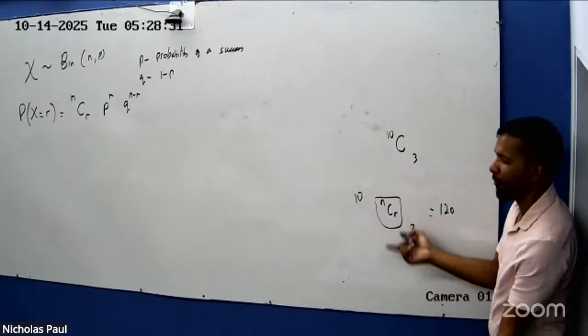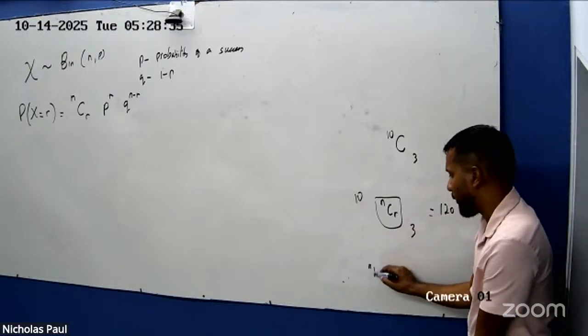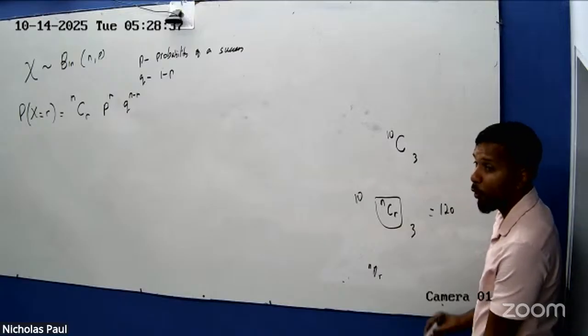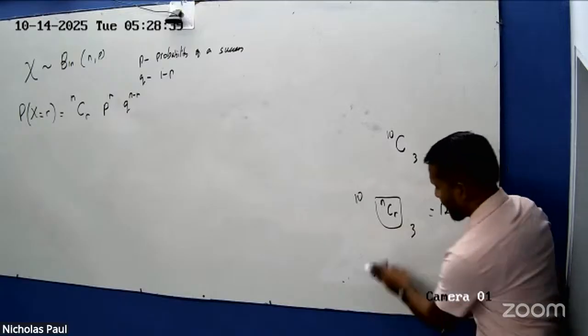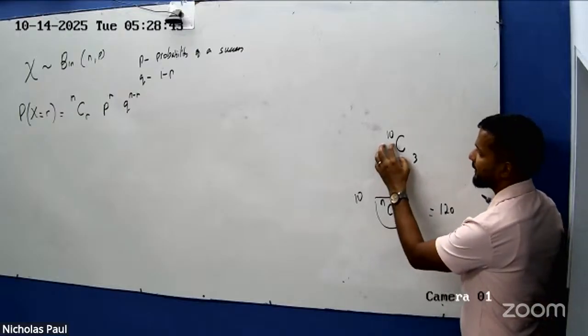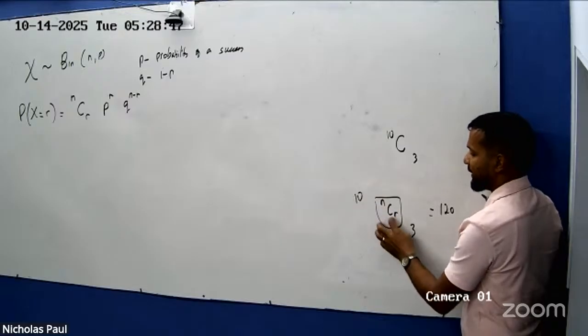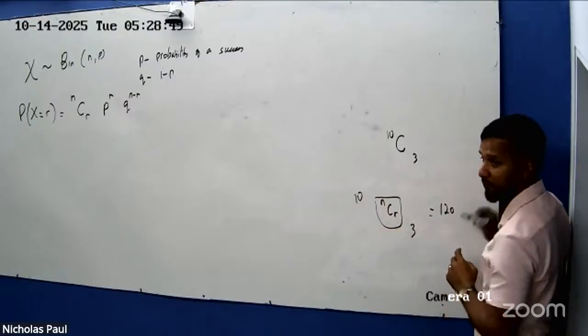The order doesn't really matter. Later on, you will learn something called nPr, where the order you choose them in matters. I would do it without. So all I want you to learn is how to find 10C3: 10, go to your calculator, nCr, 3, and you'll get the answer.